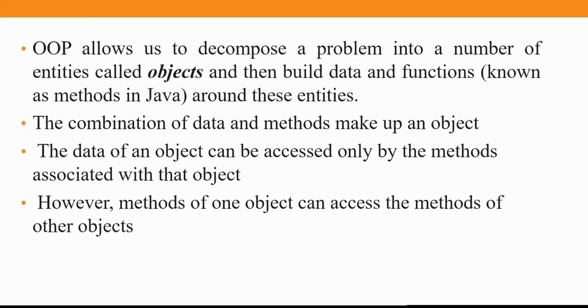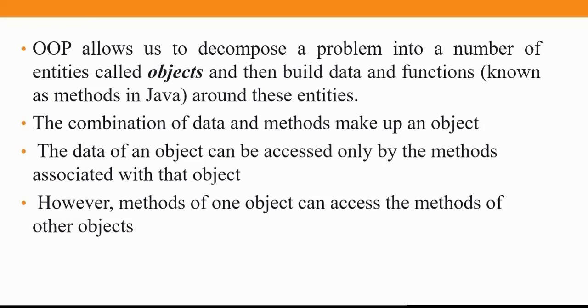Then object oriented programming allows us to decompose the problem into a number of entities called objects, and then build the data and functions, which in object oriented programming we call methods, around these entities. So the combination of data and method will make up an object. So what does that mean, object? The combination of data and the method is what makes an object.